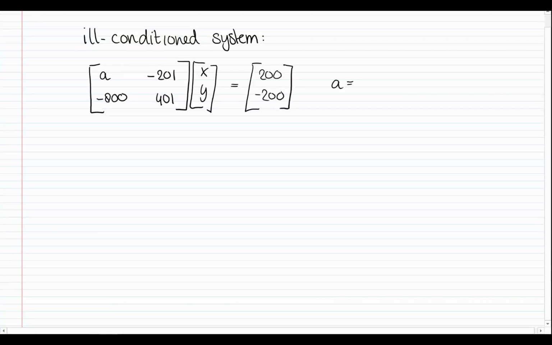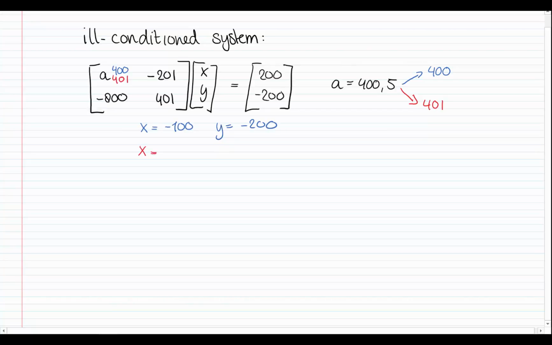In this system, we have a value a, which has an approximate value of 400.5. Depending on the actual value of a, you can round off a to 400 or to 401. If you solve this system for a is 400, you will get as an answer that x is minus 100 and y is minus 200.